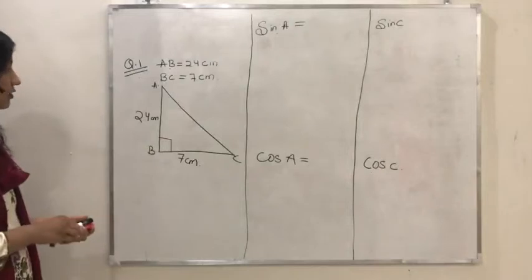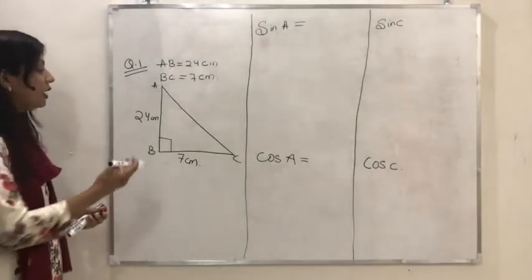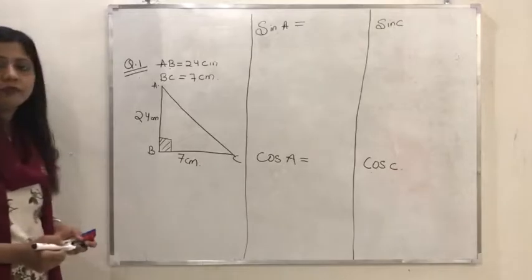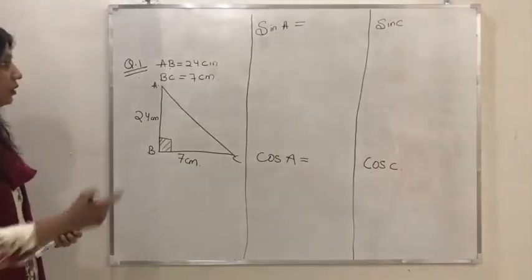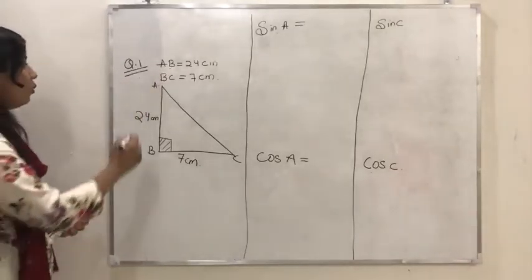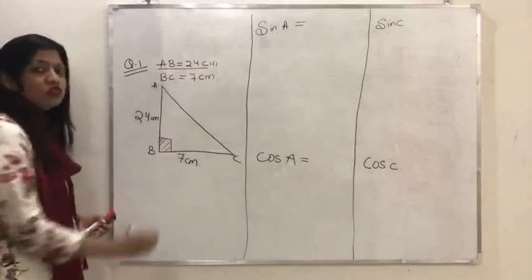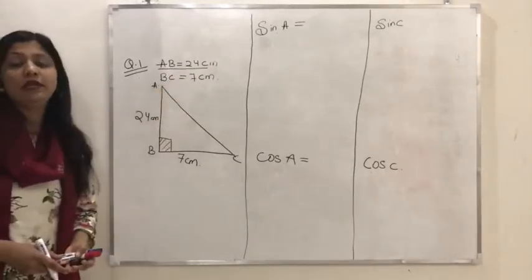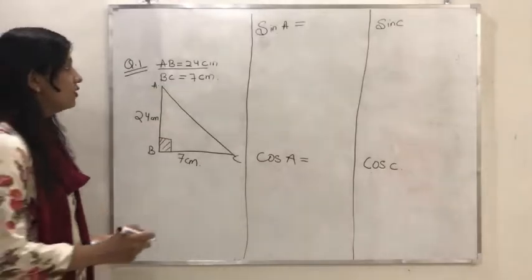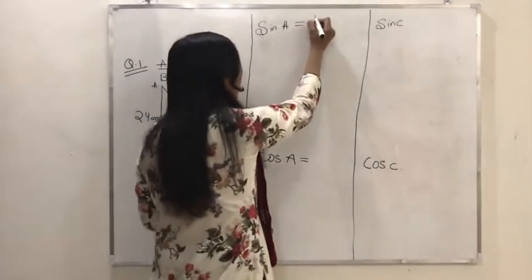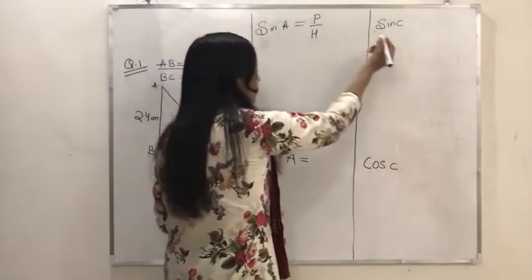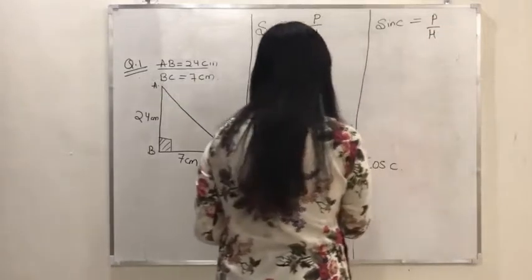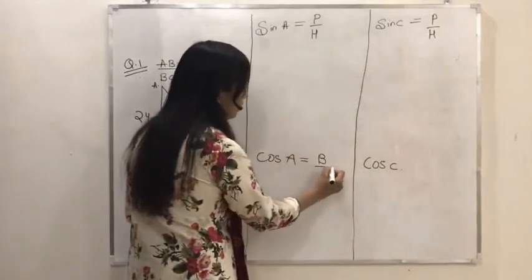What is given in this question? It is given that you have a triangle ABC which is right angled at B. AB is 24 centimeter and BC is 7 centimeter. So we know the formula of sine. Sine is perpendicular upon hypotenuse and cos is base upon hypotenuse.